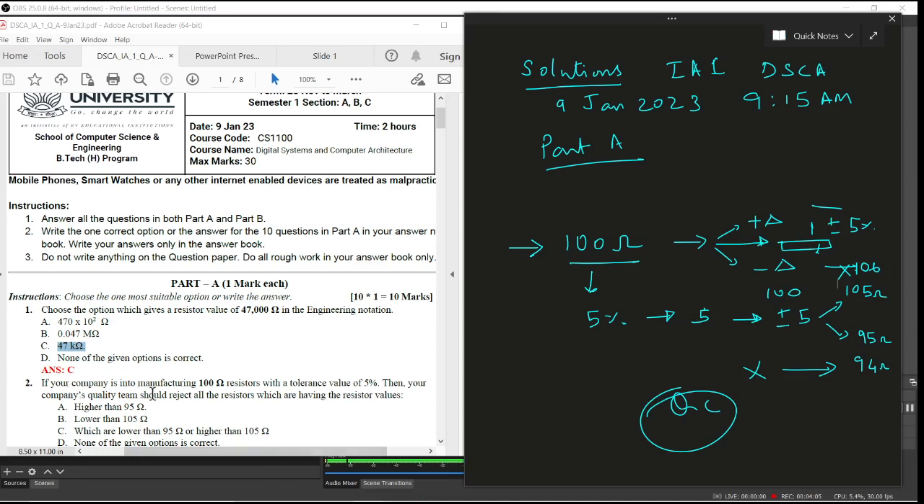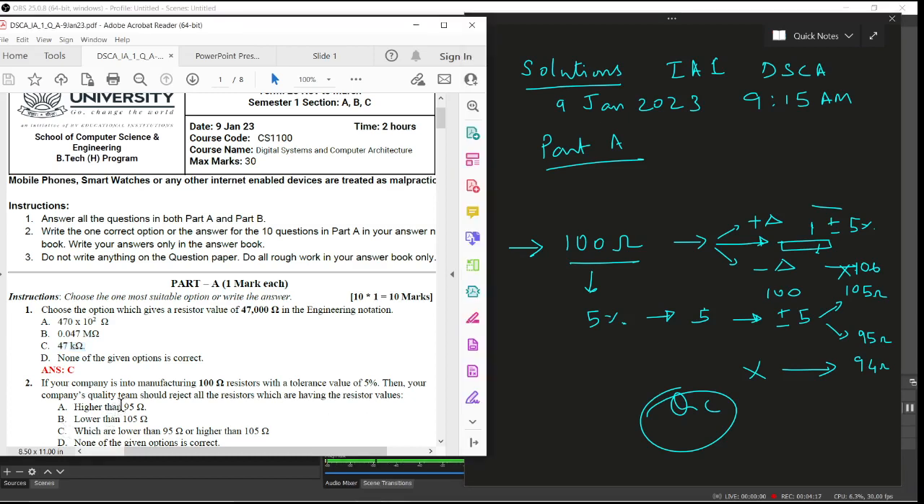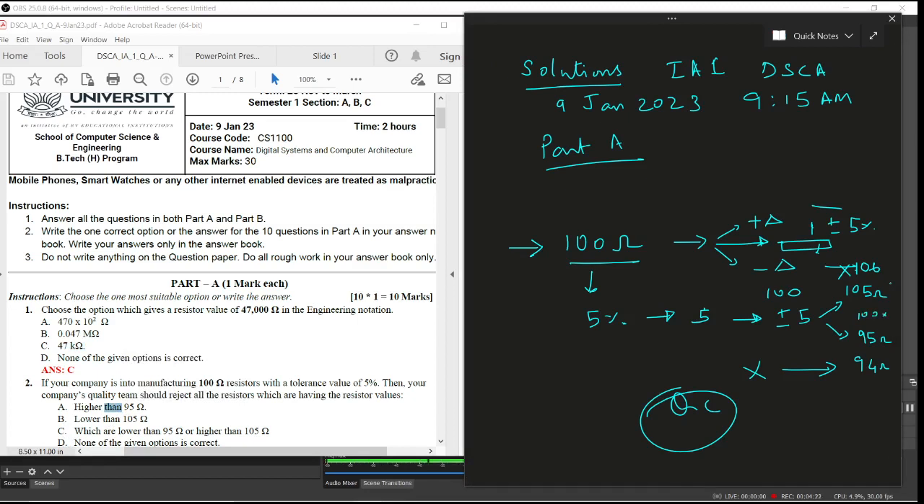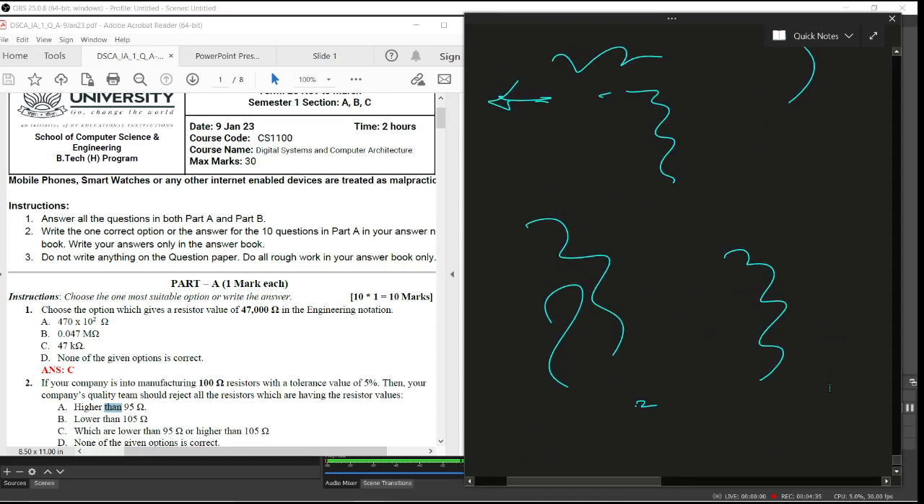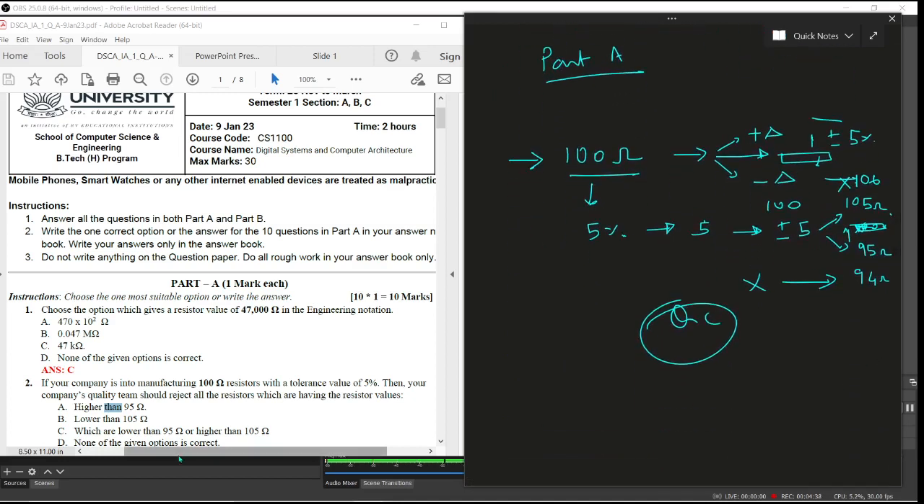So if your company is into manufacturing 100 ohm resistor with a tolerance of 5%, then your company's quality team should reject all the resistors which are having the resistor values higher than 95 ohms. No, you cannot. If it is 100, will you reject it? Higher than 95 ohms is not the correct option. Lower than 105 ohms? No, that is also not correct, because even if you are lucky to have a resistor which is 100 ohms, you should not reject it because it is lower than 105. So that is also not a correct option.